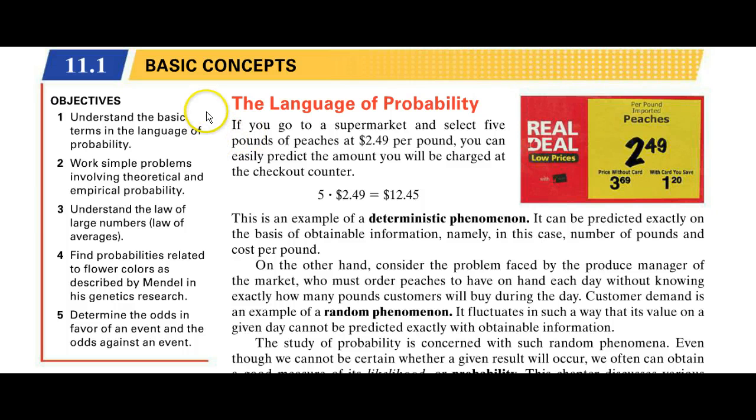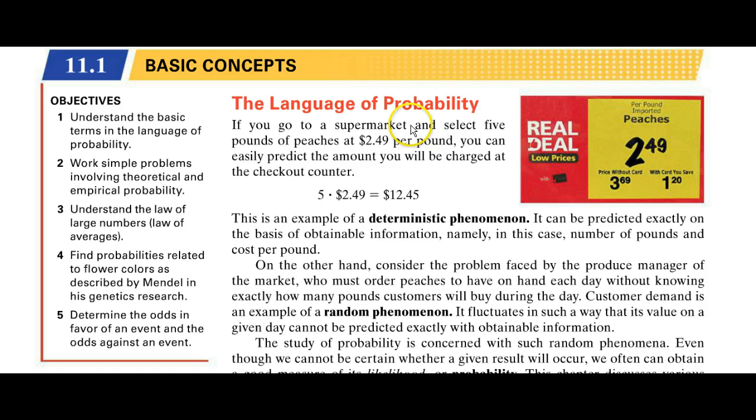As we move on to the next chapter, we're dealing with the concept of probability. That's what chapter 11 is about. And in topic 1, we're going to look at some basic concepts, dealing a lot with vocabulary. So, the language of probability.